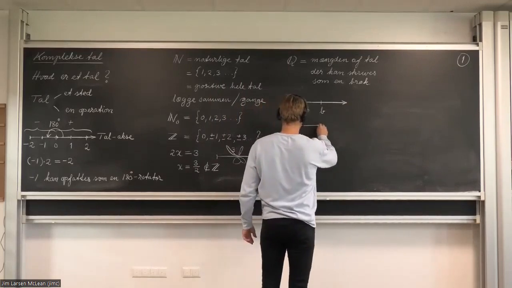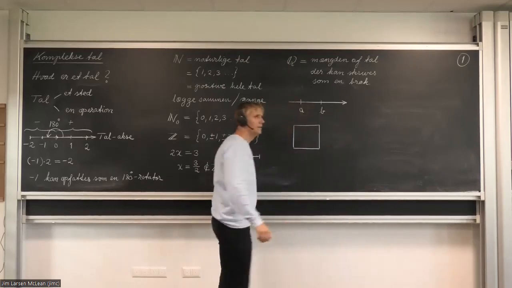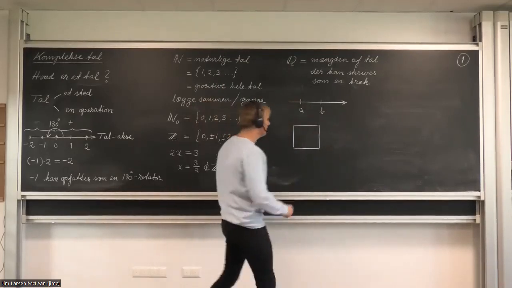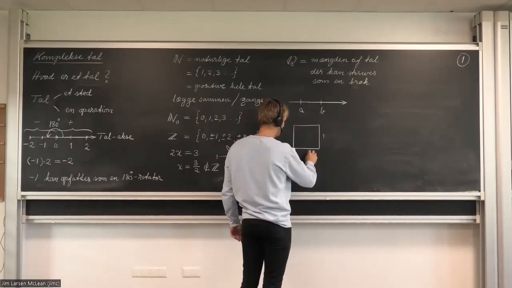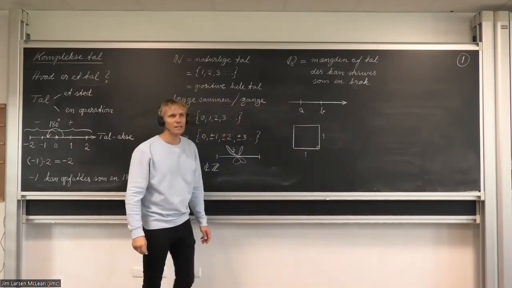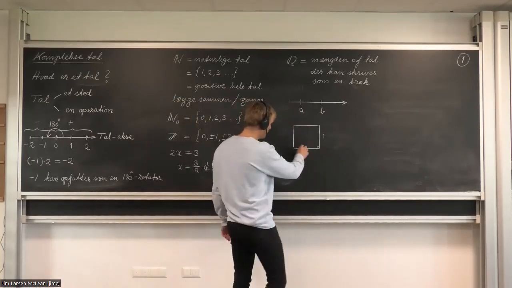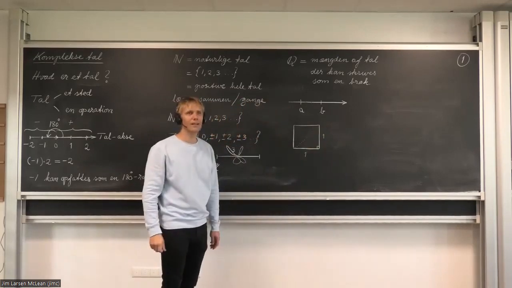You have a square, and the side length is 1. So there's 1 there and 1 there. And because it's a square, there are 90 degrees in the corners. And then someone says, now I've built such a square. I've stretched the string across the diagonal. How long is the string?